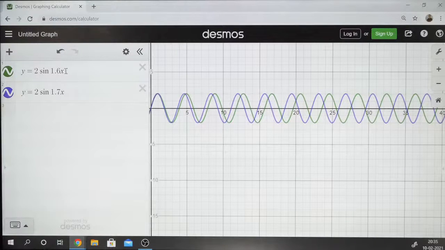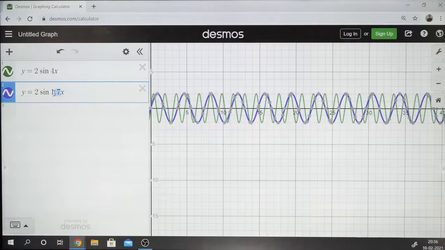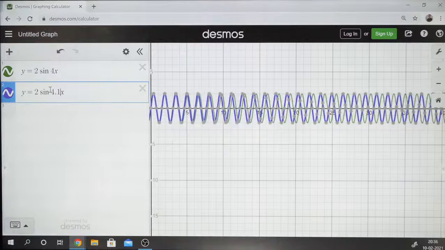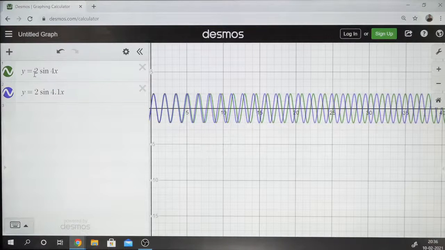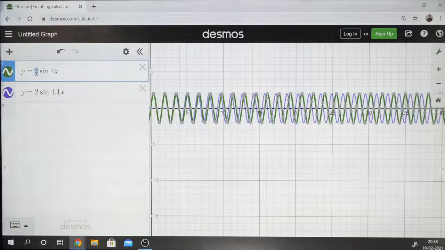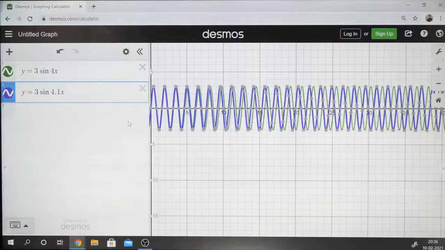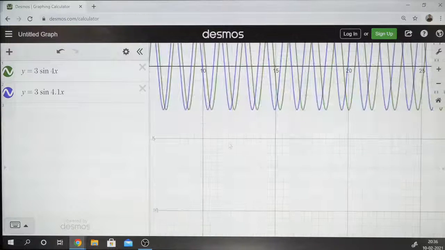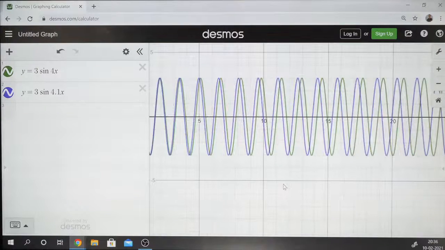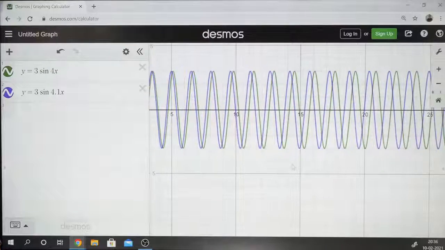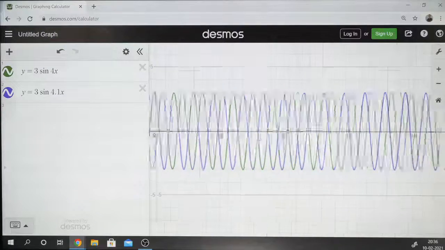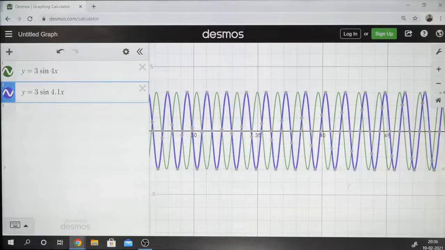But just to make sure that things are very clear, let's make it maybe 4x and maybe 4.1x. And instead of 2, maybe we can have 3, and also over here maybe 3. Okay, so now you can see that, guys, the waves are aligned and not aligned as you go forward, and again they get aligned somewhere else. You can see that happening.